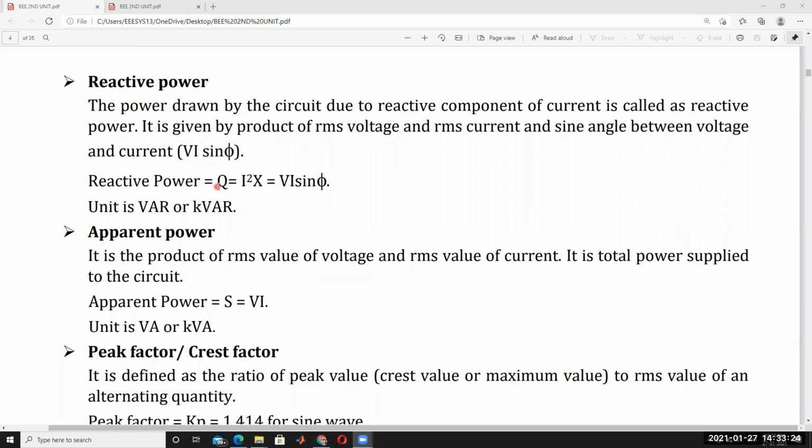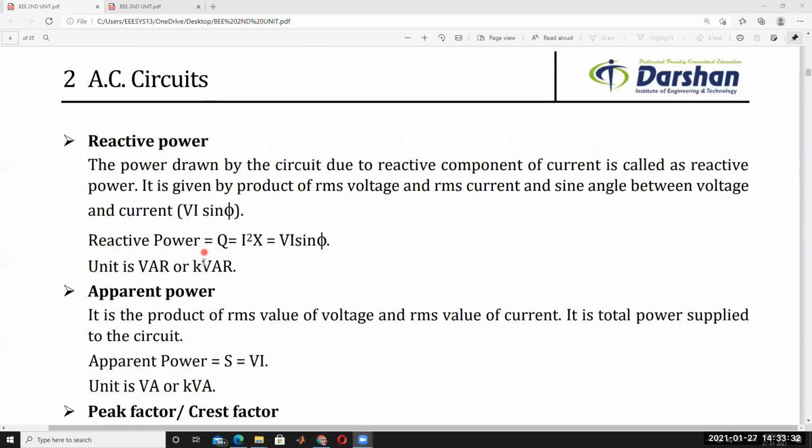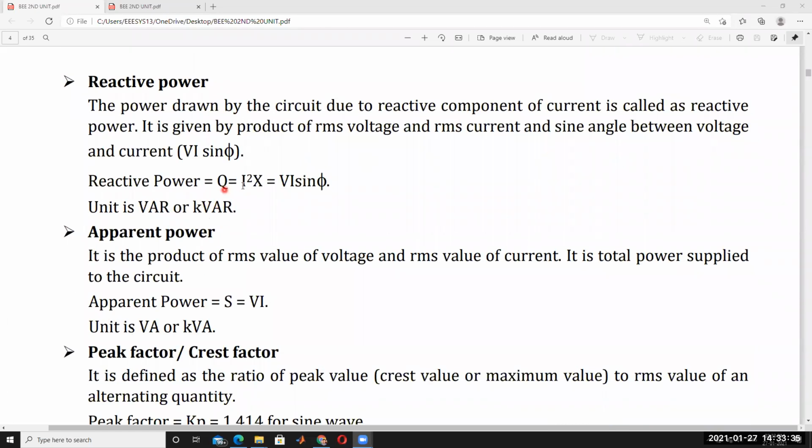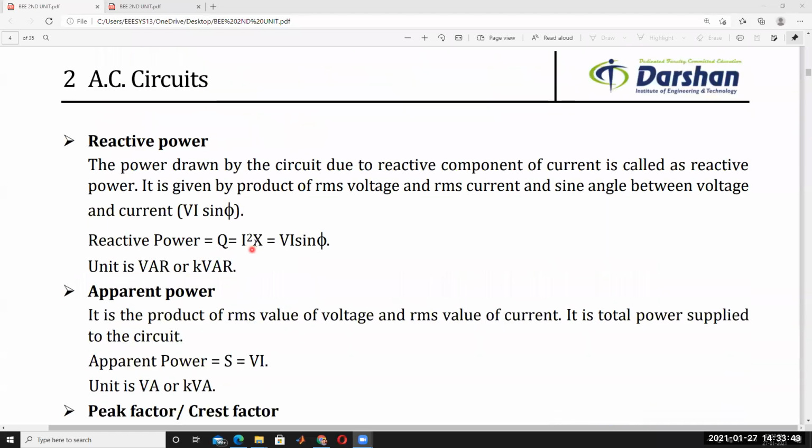Reactive power is indicated as Q. Active power is indicated as P. Reactive power is indicated as Q. Q is equal to I square into X. Here, because of resistance, the active power comes into the picture; because of reactance, the reactive power comes into the picture.